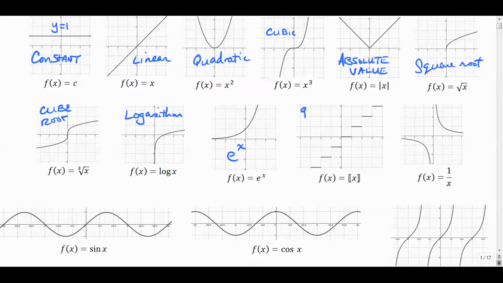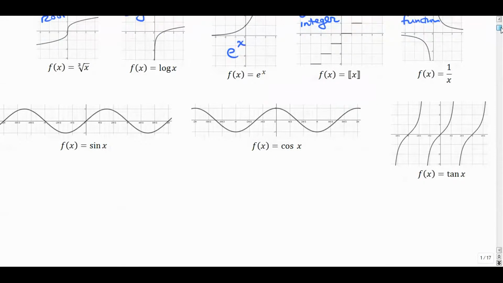This is right here like a step function. It looks like a ladder or stairs, and it's formally called the greatest integer function. Here we have a rational function, a rational family, 1 over x.